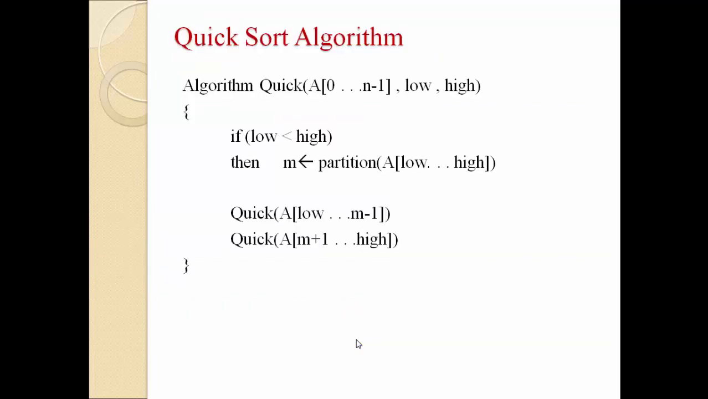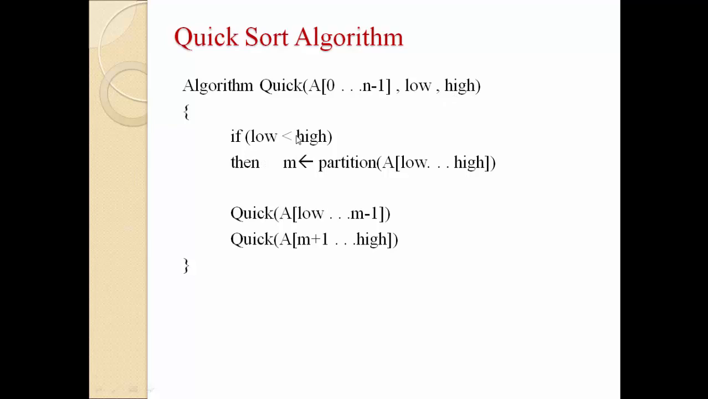Let us look at the pseudocode of the quicksort algorithm. As we discussed, quicksort is one function. We are passing one array of size n, from 0 to n minus 1, as an argument. We have two variables, low and high. We can also use I and J in this case. Low indicates our first element and high indicates our last element.